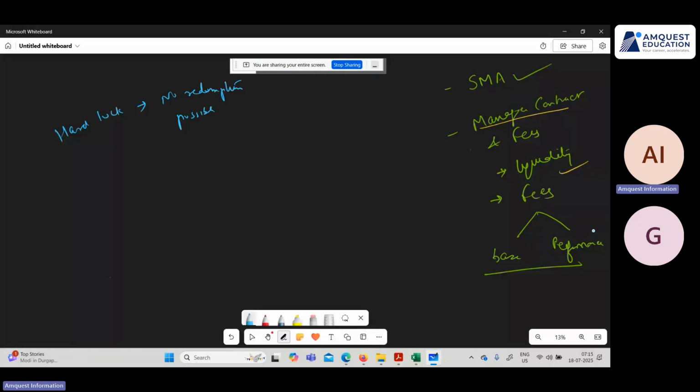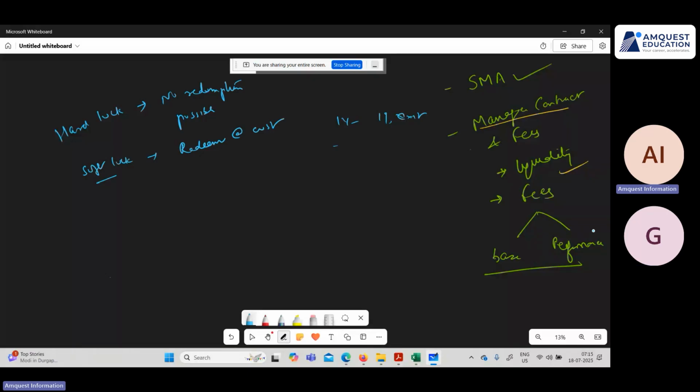And then you can have a soft lock. You will see a soft lock in our mutual funds as well. For 1 year, 1% exit load; after 1 year, no exit load. So it is a kind of soft lock where you can redeem, but it comes at a cost.